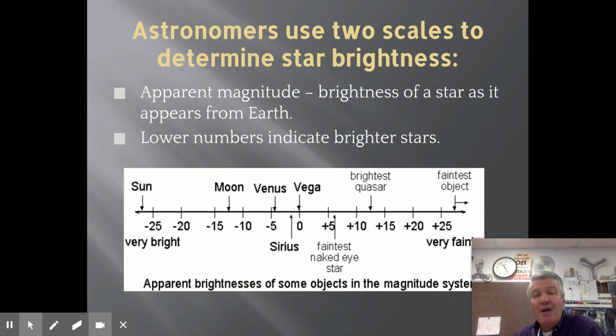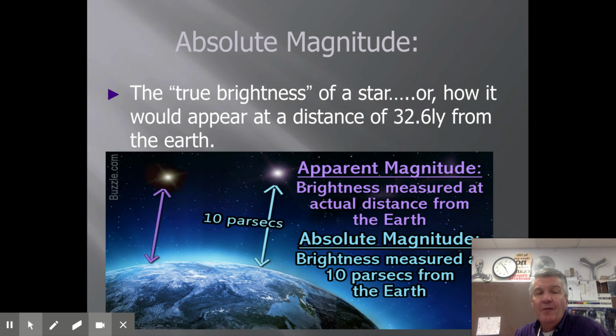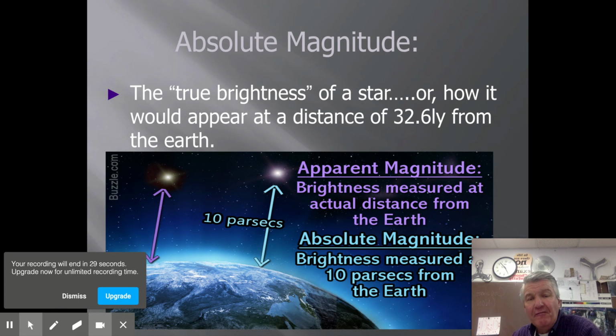So that's apparent magnitude. Now, the true brightness of a star, or how it would appear if you looked at it from a distance of 32.6 light years from the Earth, is called absolute magnitude. And if you remember, 32.6 light years is 10 parsecs. So in other words, if we took all the stars and theoretically lined them up at the same distance away, that would give us an absolute magnitude. We could really see which one is brighter if they're all lined up together.